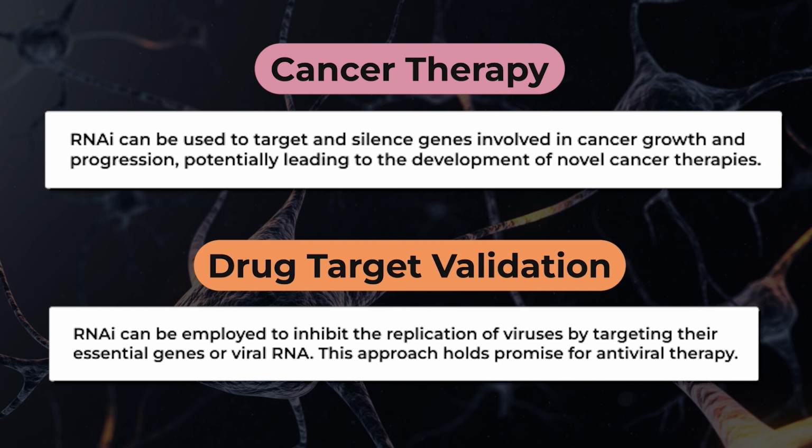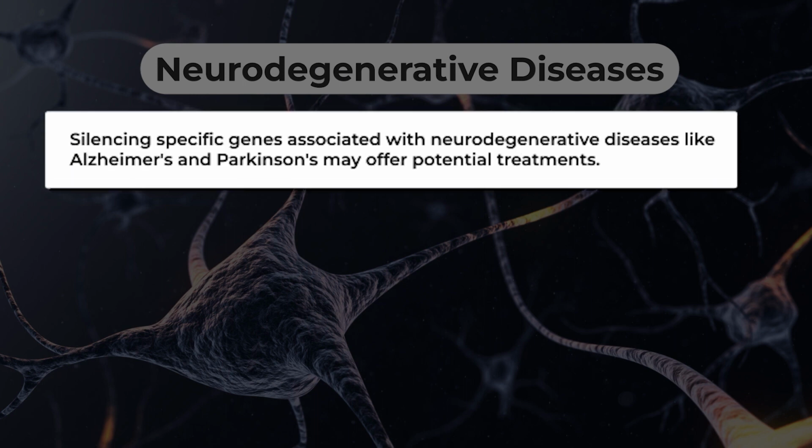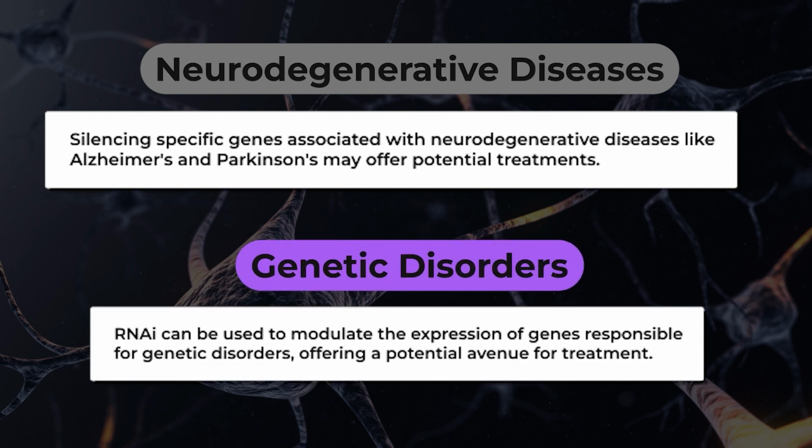Next, very important, neurodegenerative diseases like Parkinson's and Alzheimer's. We all know Parkinson's and Alzheimer's are very potent diseases because of which we don't have any potential treatments. So RNA interference can be a very good tool to silence specific genes which are associated with Parkinson's and Alzheimer's disease. Next, similarly, for genetic disorders, RNA interference can be used to modulate the expression of genes responsible for the genetic disorders, offering a potential avenue for treatment of conditions like sickle cell anemia, thalassemia, and you name it.